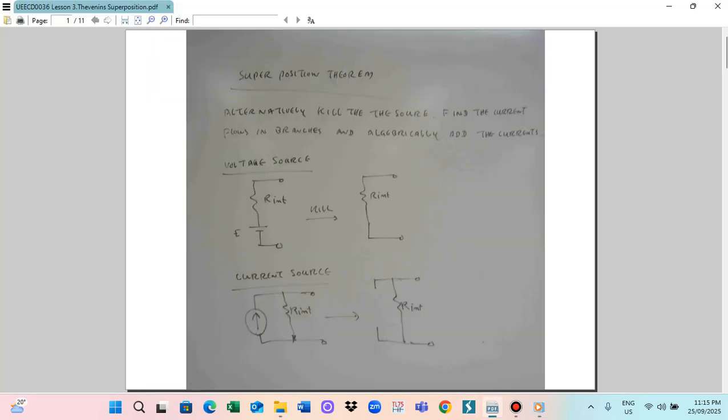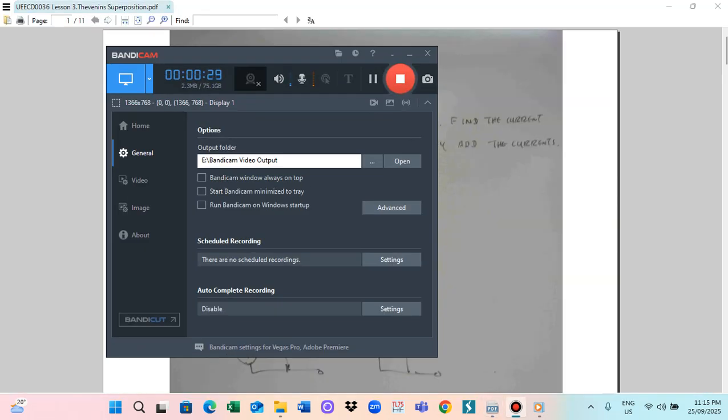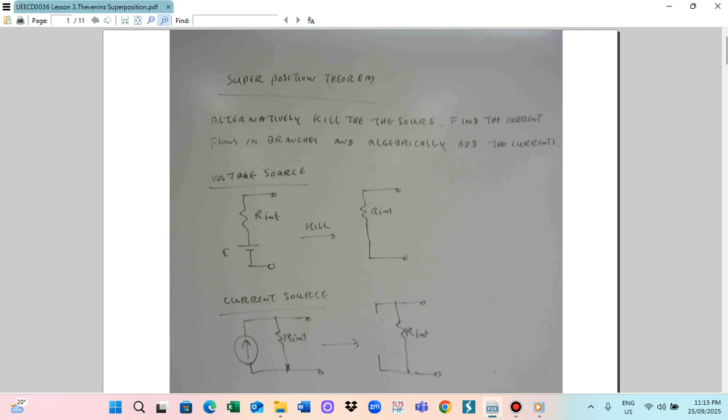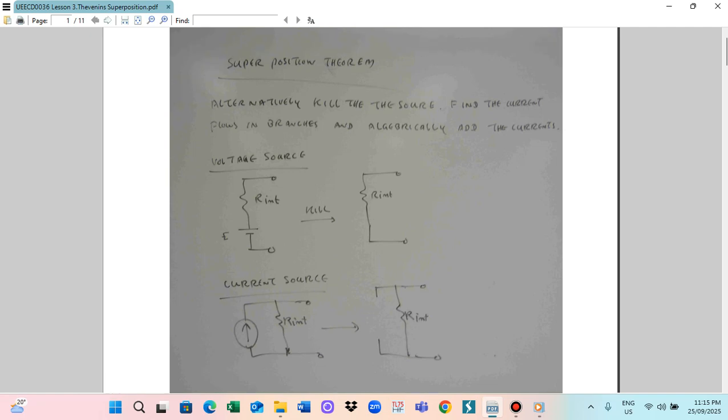Superposition theorem means that we can alternately scale the source to find the current flowing in a branch, and then algebraically add the currents. So this is the basic theorem, and this is a way to use the superposition theorem.